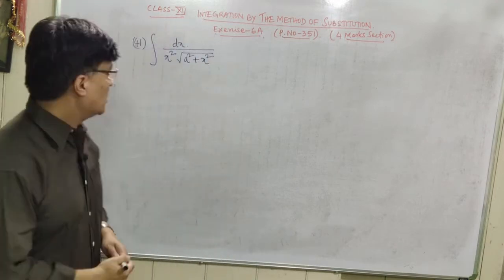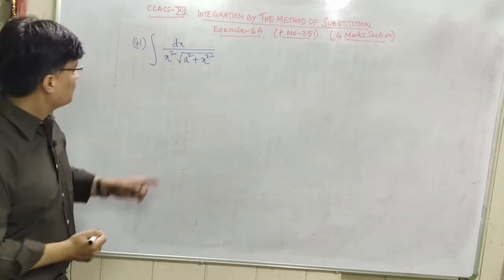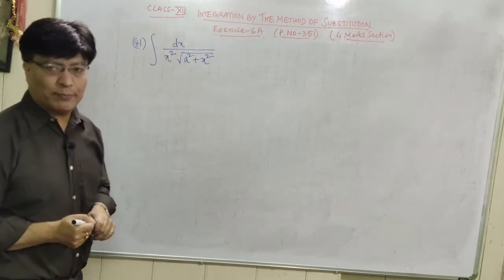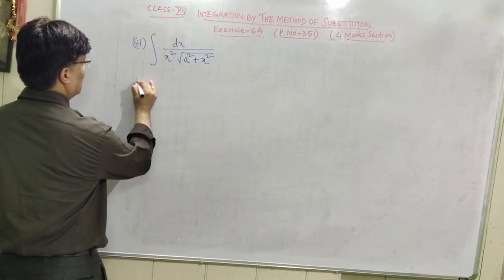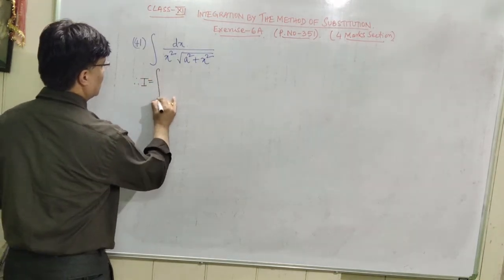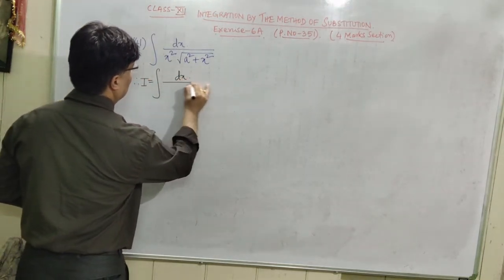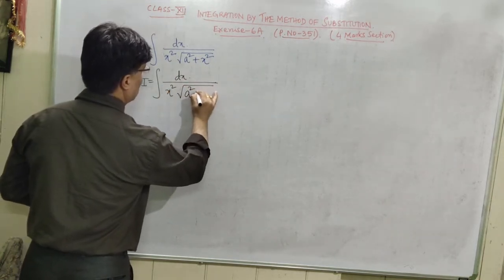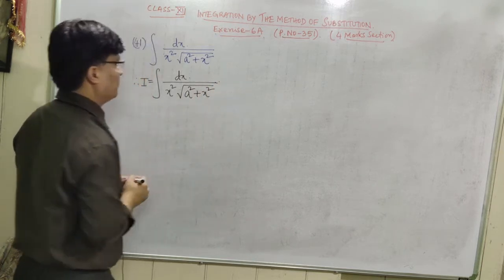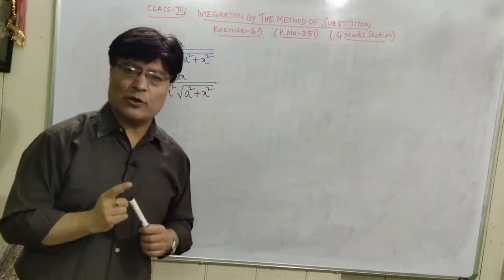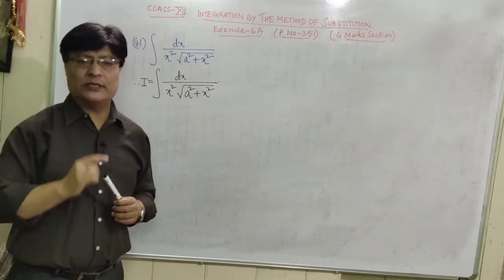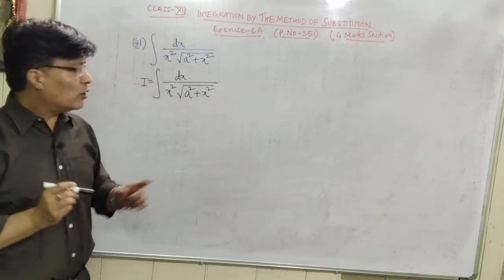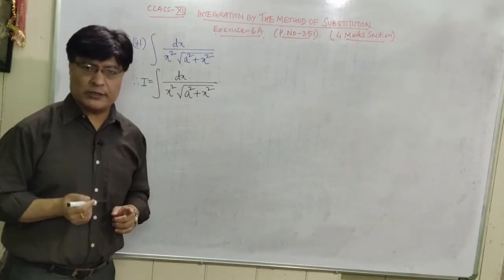So now we'll do the next question, that is question number 41. Integral of dx divided by x square root over a square plus x square. So let us first write I is equal to integration of dx divided by x square root over a square plus x square. Okay. So in this case also you have to check the expression within square root. It is given as a square plus x square. Here also you have to do the trigonometric substitution.